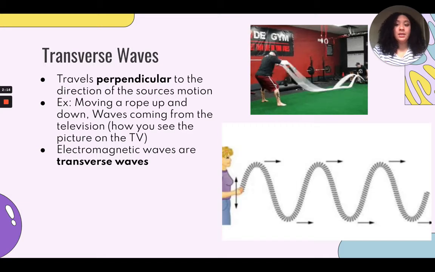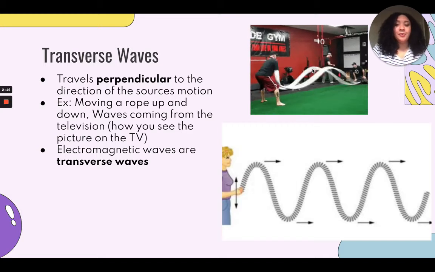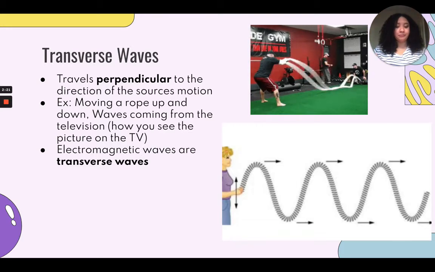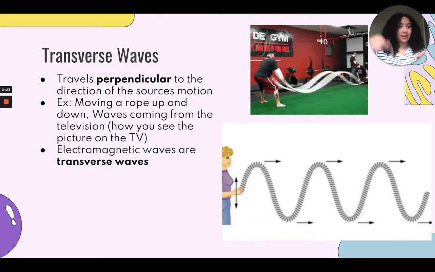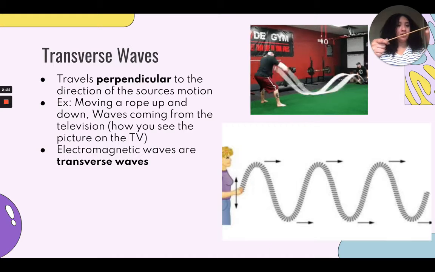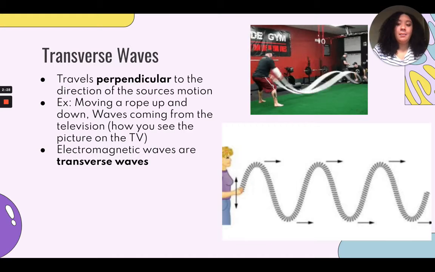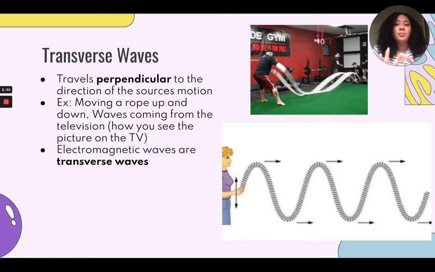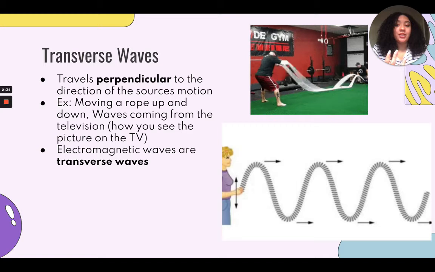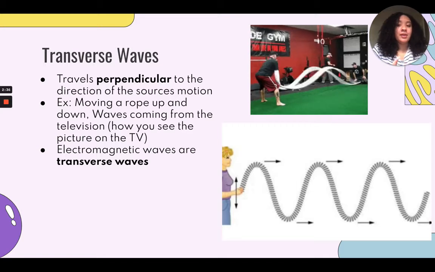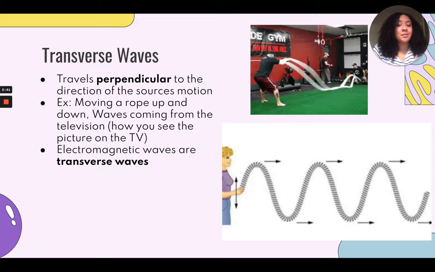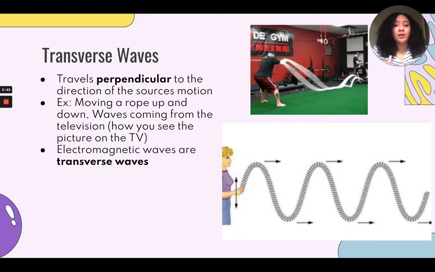Again, an example is moving a rope up and down. I have a string right here; as I'm going up and down, the wave is moving across. Examples of those, again, are moving a rope and waves coming from the television. Those waves are how we see pictures on the TV. Just something to note, electromagnetic waves are always transverse waves. They're never longitudinal.